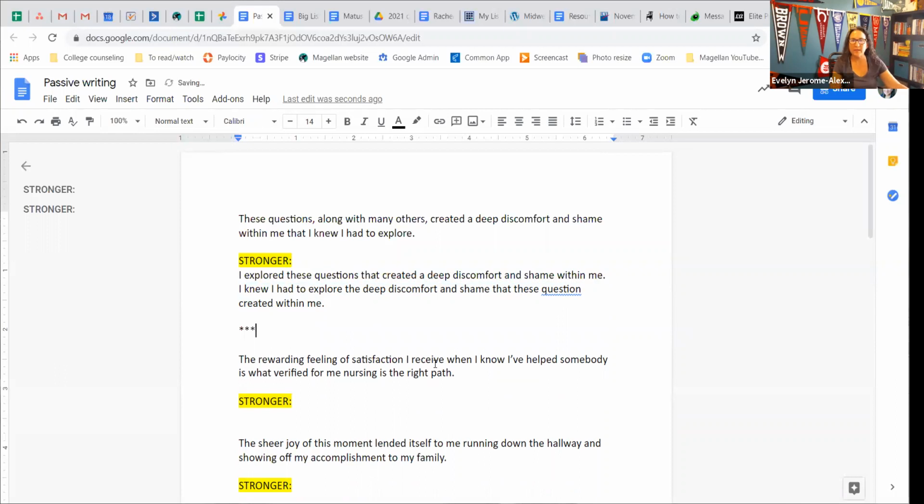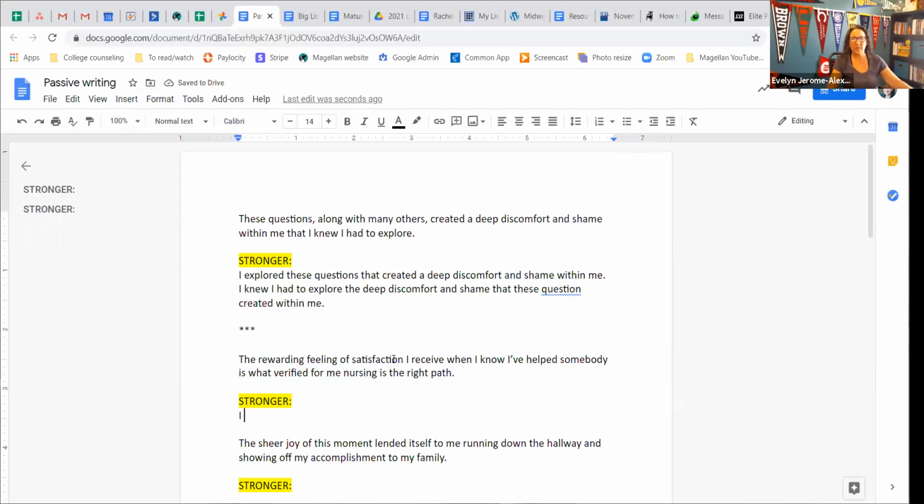Okay, the rewarding feeling of satisfaction I receive when I know I've helped somebody is what verified for me nursing is the right path. So here's the subject of the sentence. It's the rewarding feeling of satisfaction. This is the subject of the sentence. We're all focused on this, the feeling of satisfaction, when I want you to be focused on me. So how would I rewrite this sentence?